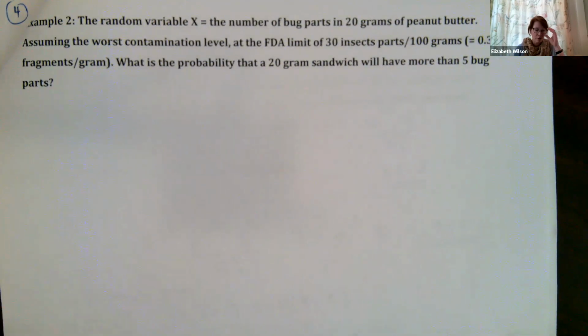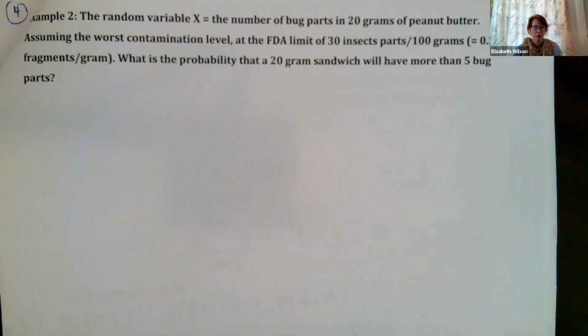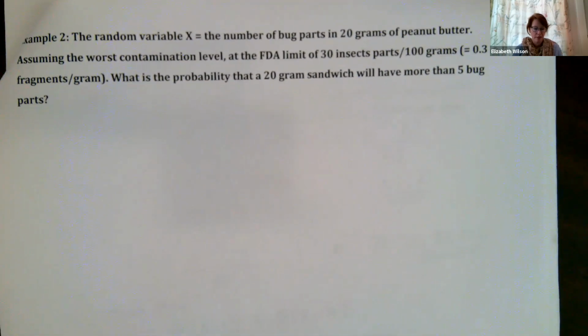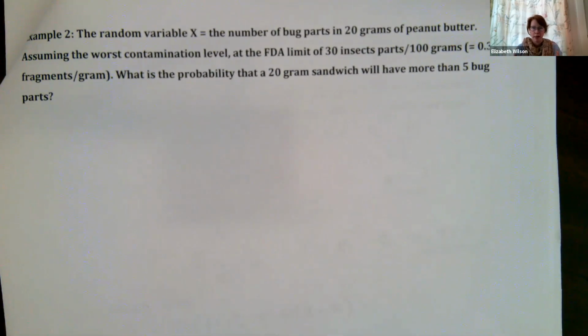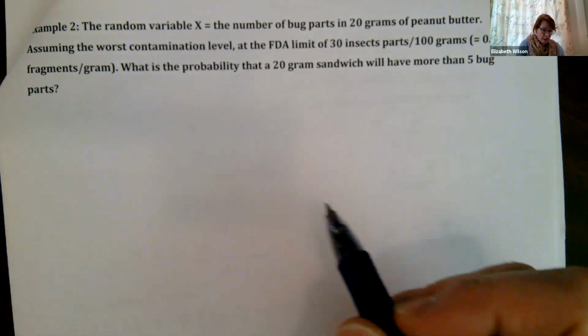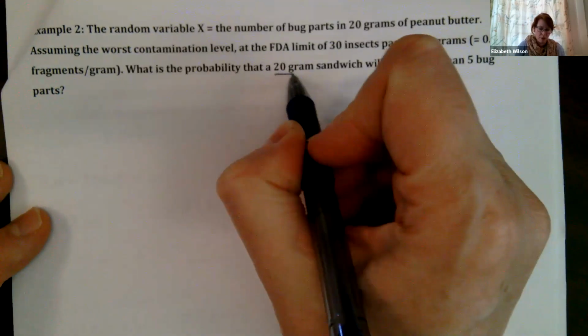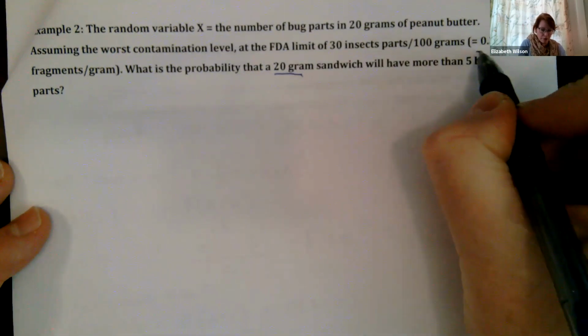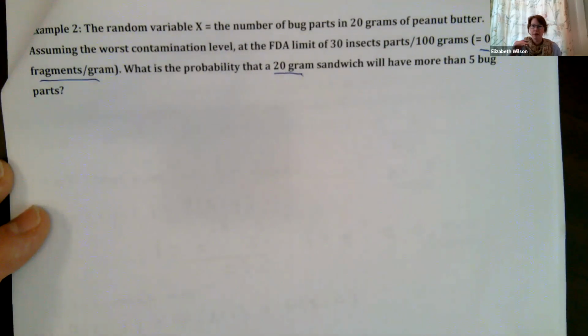We want to find the probability that a 20-gram sandwich will have more than 5 bug parts. It doesn't seem like it, but this is actually a rate problem too, because we're asking how many bug parts per gram. So let's start thinking about how we're going to approach this problem. We have a 20-gram sandwich, and we have 0.3 fragments per gram as our max limit set by the FDA.